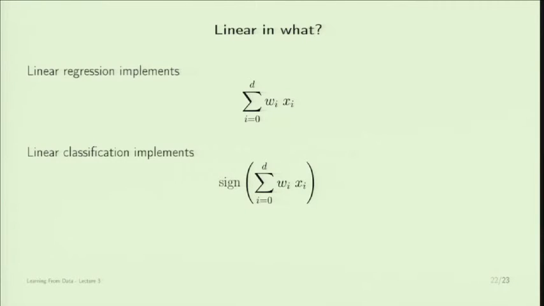Okay. Now, these, you would think, are called linear because they are linear in the x's, which they are. Okay? I get these inputs, and I combine them linearly, and I get my surface. That's why I'm calling it linear. However, you will realize that, more importantly, these are linear in w.